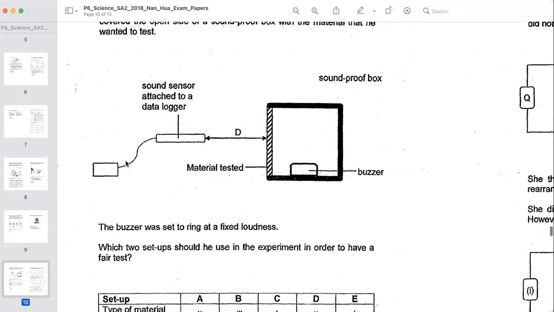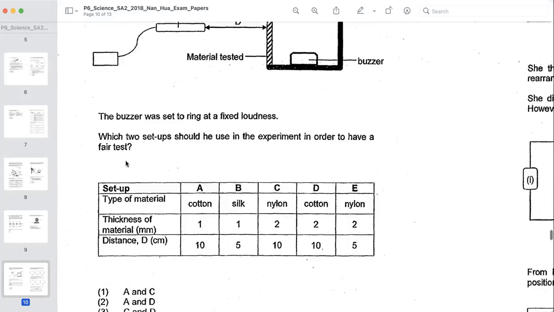So he should be looking at, let me see, can we see A and D whether it's possible? Cotton and cotton, same material. The thickness is different. And the distance of the box and the sound sensor is the same. So it's correct. Okay, so answer is A and D, whereby you change the thickness of the material, leaving the rest of the variables the same.